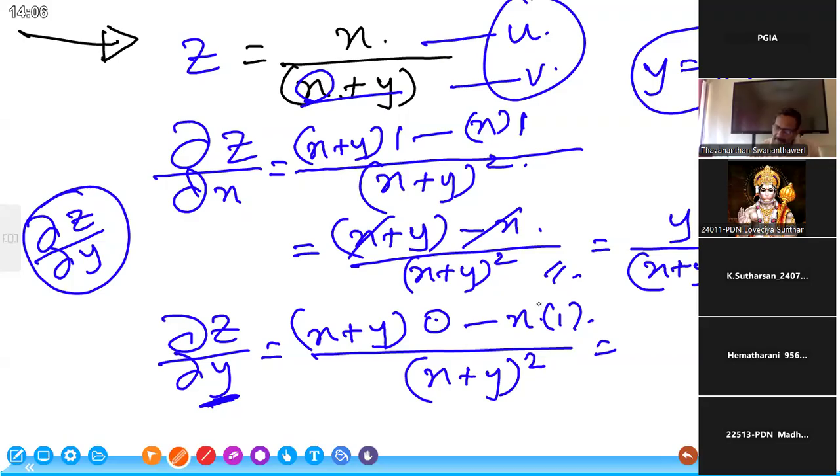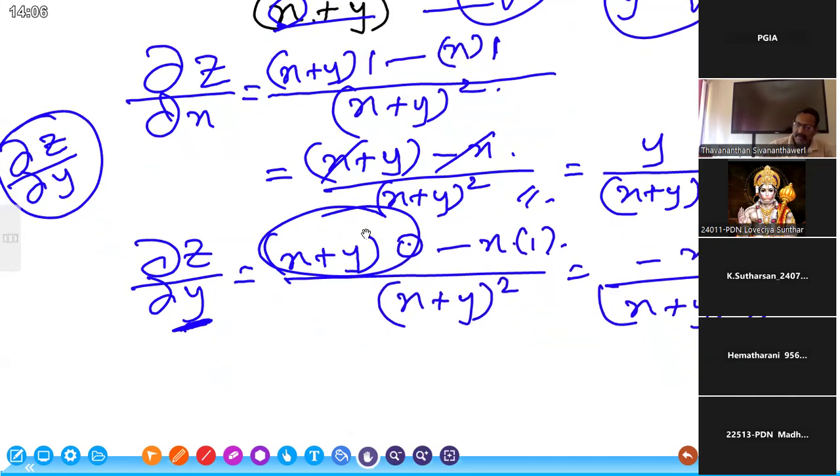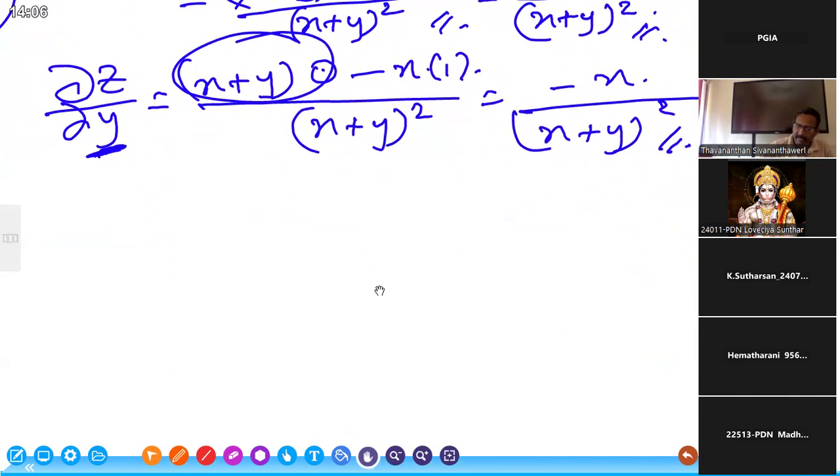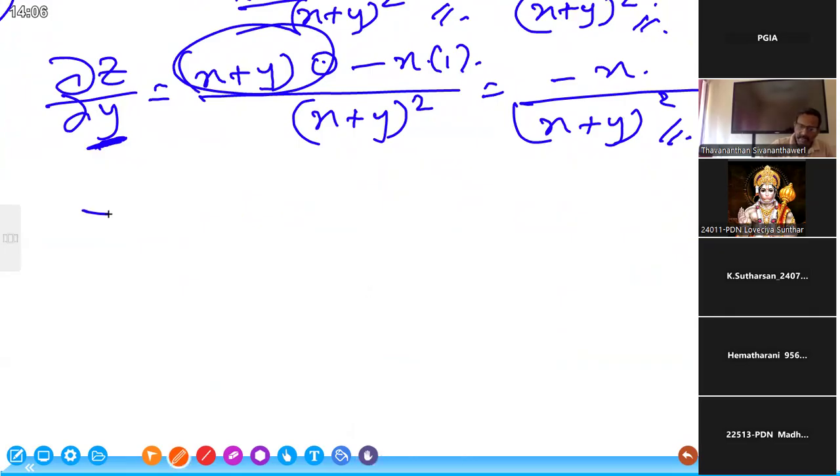Here this component becomes 0. So minus x divided by (x plus y) whole squared. Got it? Right. So we'll have to bring all the concepts we have learned in the other rules. Another example, maybe the final one.